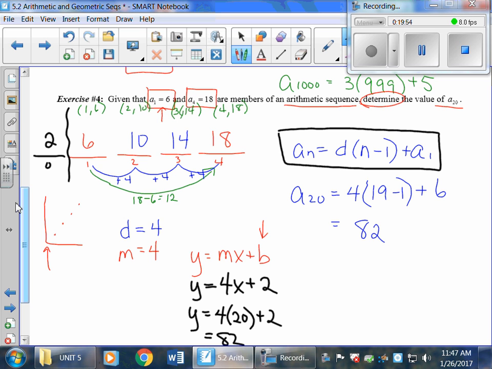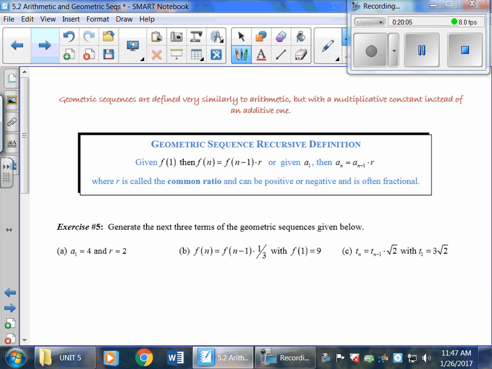Okay, moving on. We still have 2 more to do, but we're going to start talking about geometric sequences. So here we have the same situation, because a geometric sequence is also going to use a recursive definition. We're going to be given f of 1, then the term I'm looking for is equal to the previous term times r, which we call the common ratio.